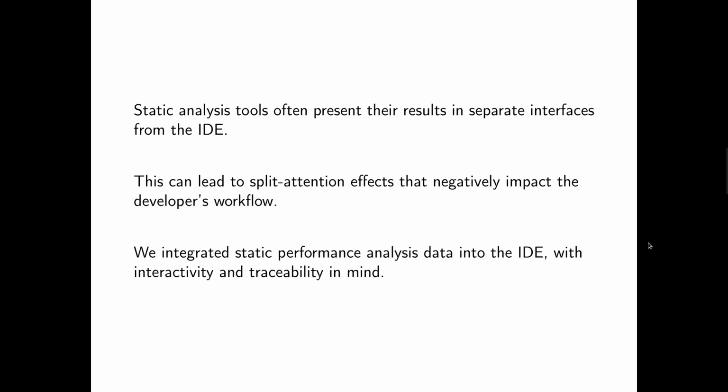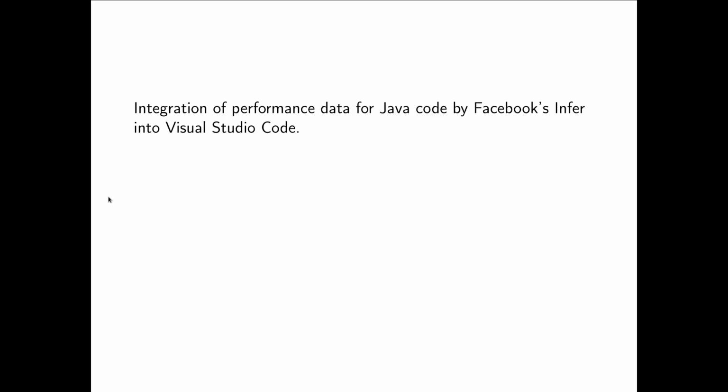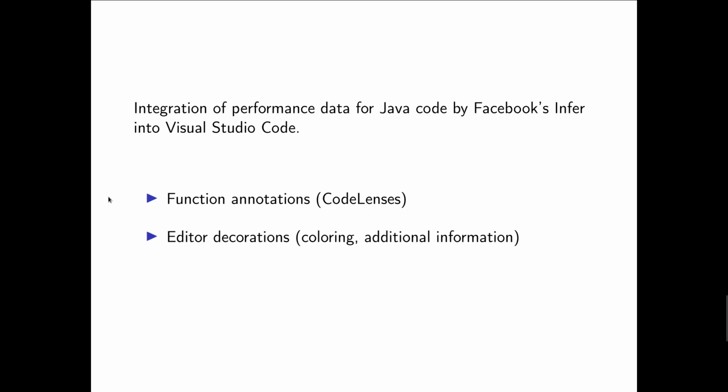So we integrated static performance analysis data into the IDE itself with both interactivity and traceability of the performance data in mind. More concretely, we developed an extension for the editor/IDE Visual Studio Code that integrates the performance data provided by the static analysis tool Infer developed by Facebook. The performance data is presented to the developer via function annotations using VSCode's so-called code lenses that we're going to see in a second. We also use editor decorations, like for example coloring of function names, to provide intuitive feedback on the code's performance.